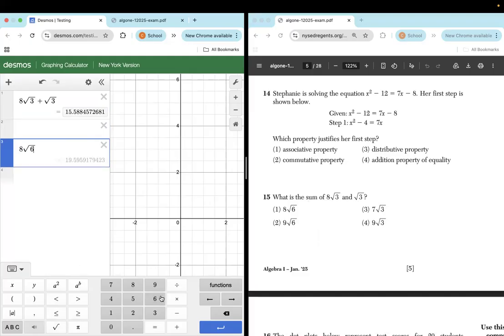8 square root 6. Nope, not that one. 7 square root 3. Nope, not the same. 9 square root 6. Nope, not the same. It's 9 square root 3. So 8 square root 3 plus 1 square root 3 gives me 9 square root 3. So the answer is choice 4.